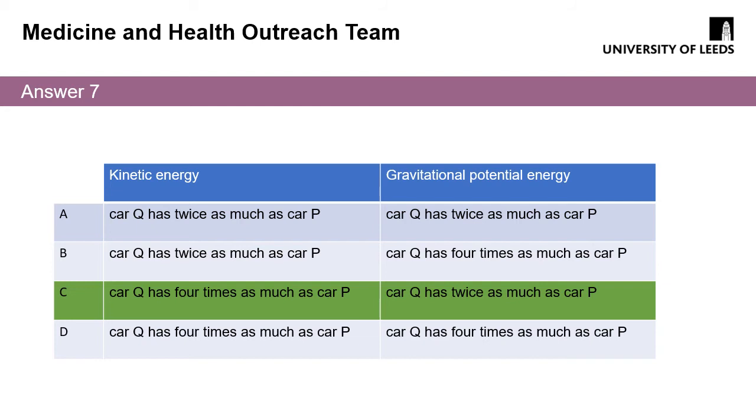Next, we know that gravitational potential energy is proportional to the change in height. As we know, when a car rises to 50 meters, it'll have twice the gravitational potential energy of the car that has only risen by 25 meters. This leaves the only option as C.